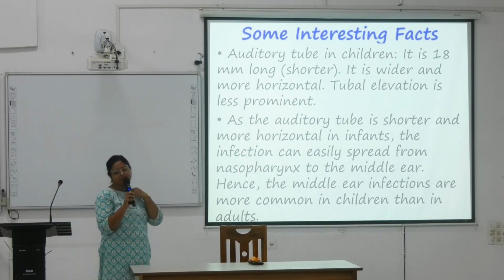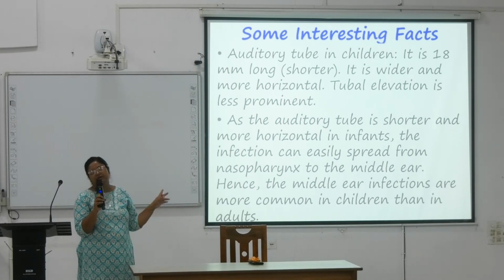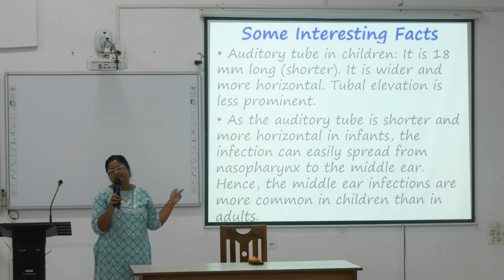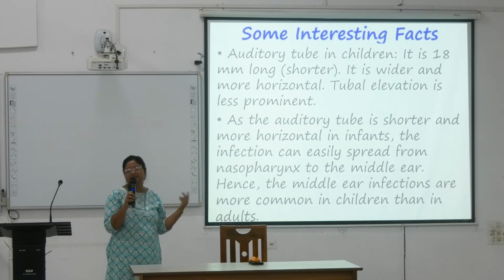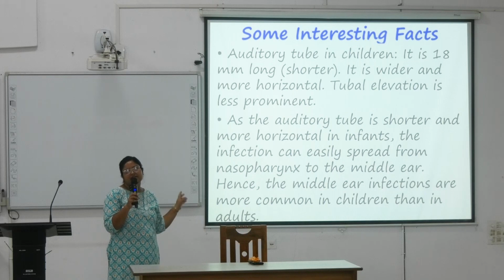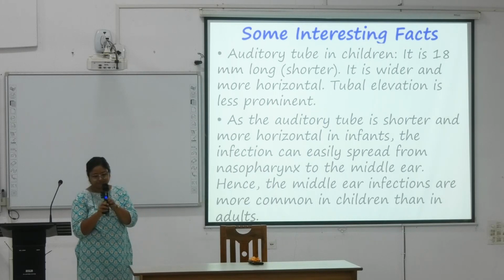This is very frequently given as an explain-why question. Why is middle ear infection more common in children than in adults? Middle ear infection is more common in children because the auditory tube is shorter in length and more horizontally placed.